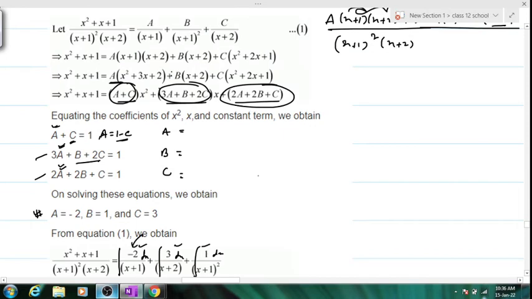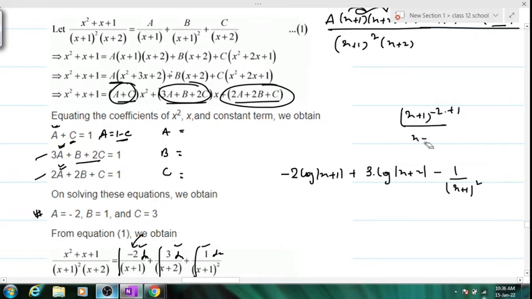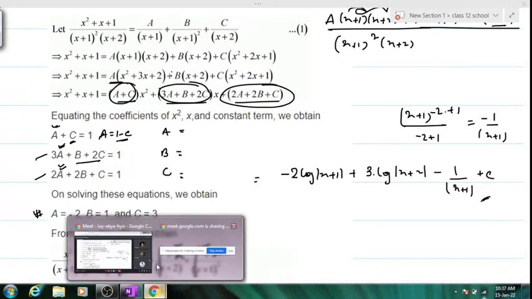For the first one, you will have minus 2 log x plus 1, that's correct. Plus, for the second one, you will have 3 into log x plus 2, and for the third one, x plus 1 to the power minus 2 will go up. Then plus 1 and x, and out here minus 2 plus 1. This will give you minus 1 by x plus 1. Okay. Yes. Minus integration minus 1 by x. So this is my final answer. I hope everybody is clear with this.